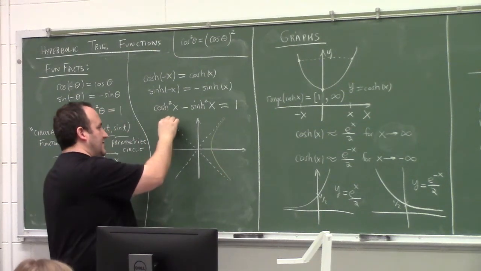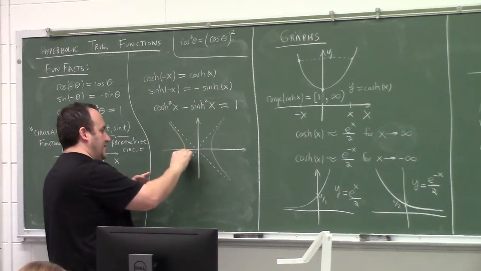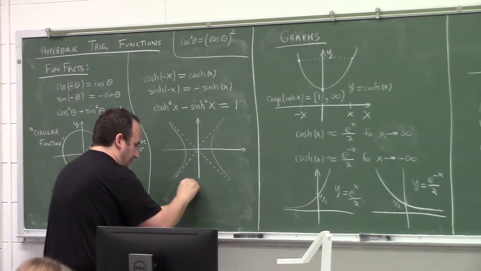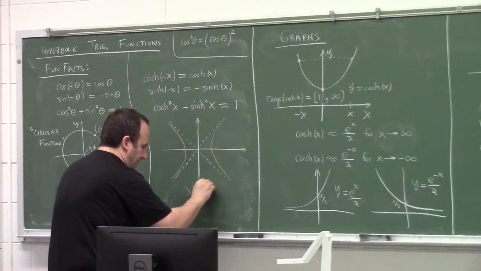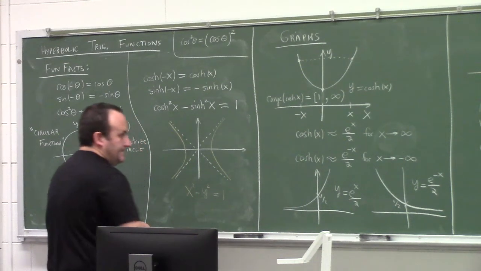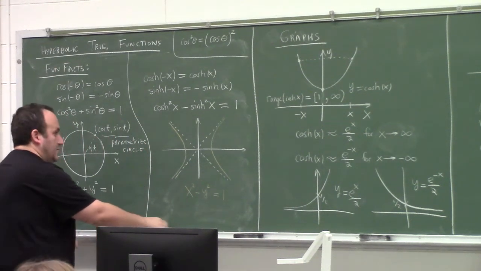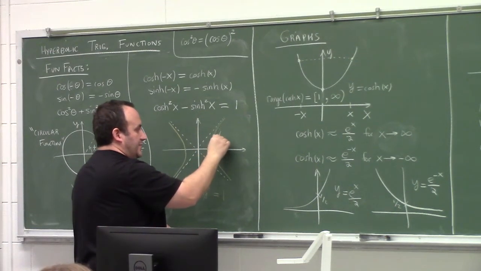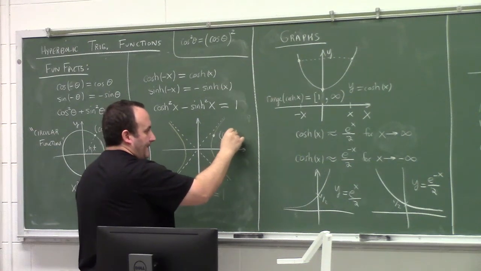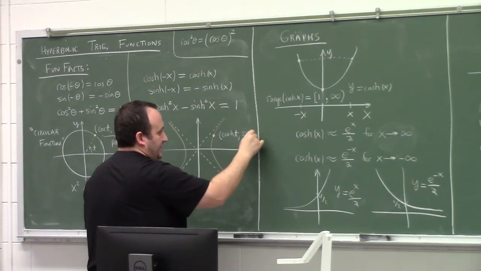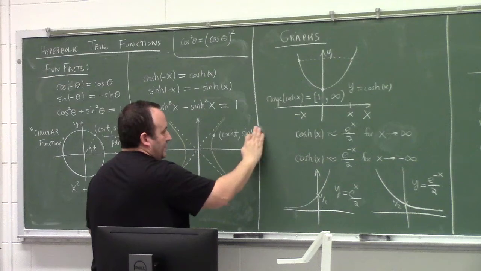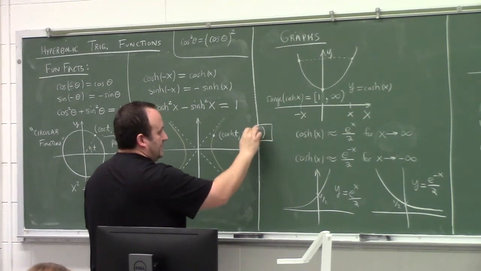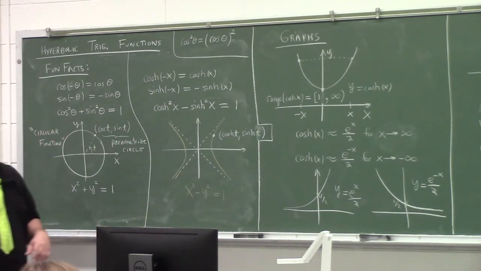But the hyperbola looks like this. I mean, this is one kind. You can also look at ones that open upwards, but the one that opens sideways like this is x squared minus y squared equals 1. And if you want, you can parametrize a point on this hyperbola by cosh t, sinh t. So hyperbolic sine and cosine are called hyperbolic because you can use them to parametrize hyperbolas.